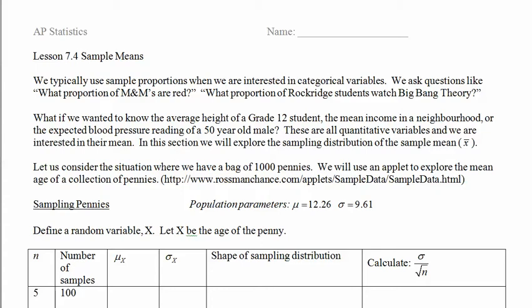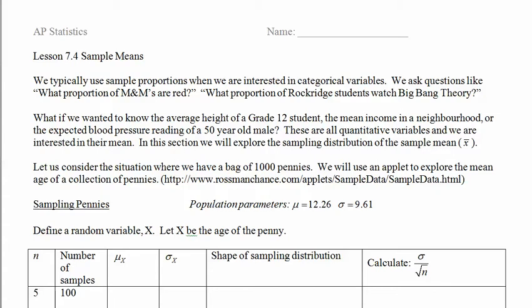What if we want to know the average height of a grade 12 student, the mean income in a neighborhood, or the expected blood pressure reading of a 50-year-old male? These are all quantitative variables, and we are interested in their mean. In this section, we will explore the sampling distribution of the sample mean.